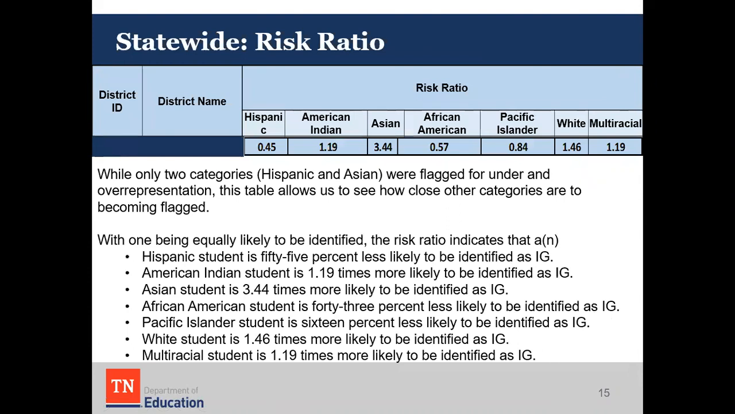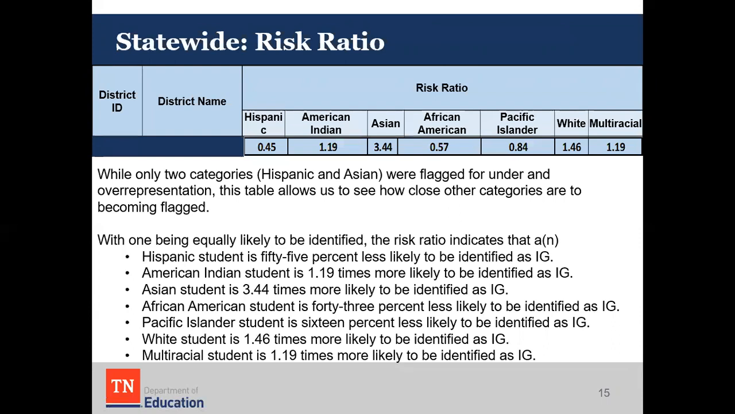An American Indian student is 1.19 times more likely to be identified as intellectually gifted. An Asian student is 3.44 times more likely. An African American student is 43% less likely. A Pacific Islander student is 16% less likely. A white student is 1.46 times more likely, and a multiracial student is 1.19 times more likely to be identified as intellectually gifted.